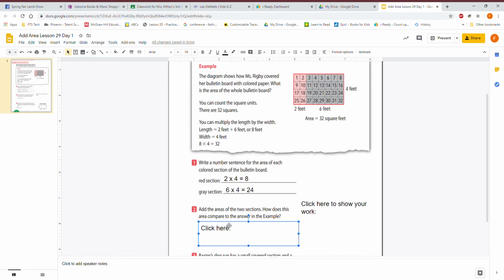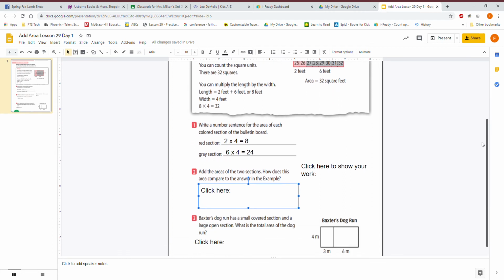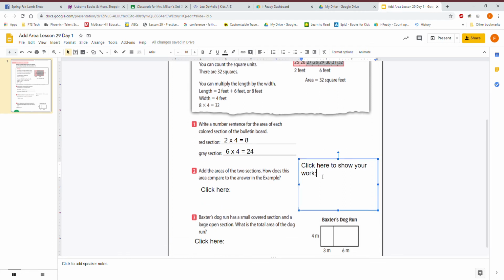Now down here, number 2 says add the areas of the two sections. How does this area compare to the answer in the example? Click here to show your work. So I'm going to click here and I'm going to write 24 plus 8, and I'm going to add those together.